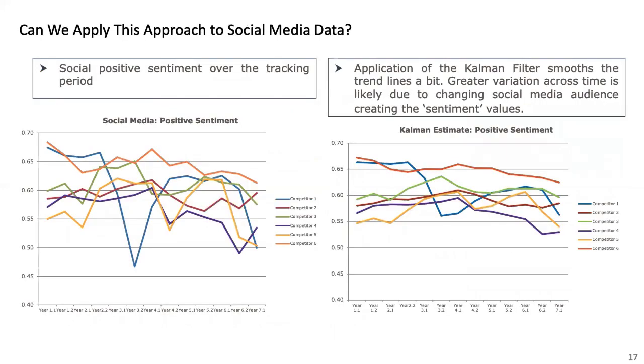Another good application of this is using the Kalman filter directly applied to social media data. In social media data, there's a lot of jumps and extremes. When you use Kalman filtering, it helps you see that picture a little better.